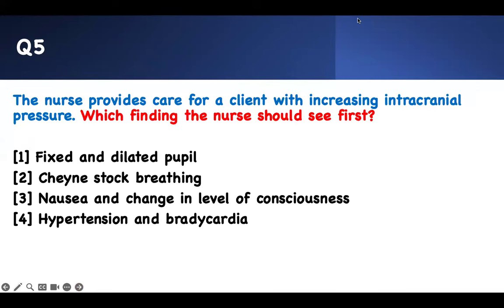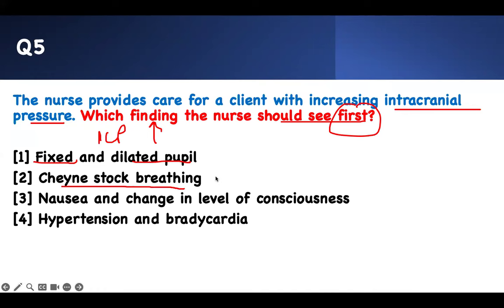Let's provide care for a client with increasing intracranial pressure. So ICP is going up. Which finding should the nurse see first? What's the first thing you see when somebody's ICP is going up? Not the fixed and dilated pupils, that is a late stage. Cheyne-Stokes breathing means this is about to herniate, a late stage. Nausea and a changing level of consciousness, this is good. Hypertension and bradycardia is the last stage.